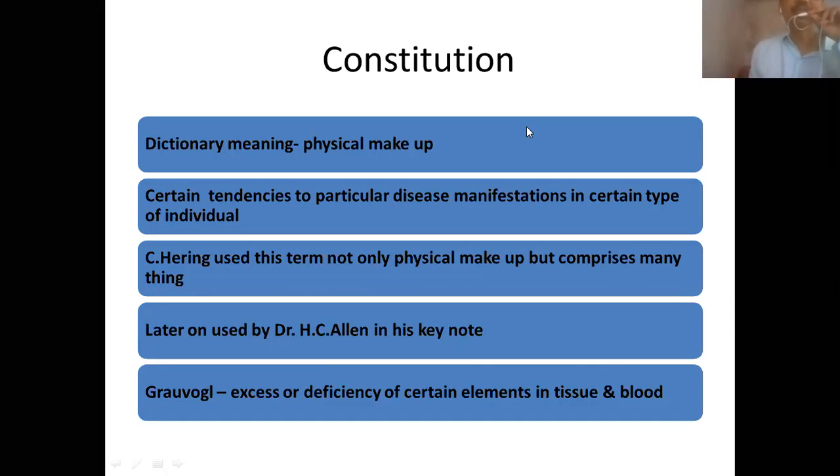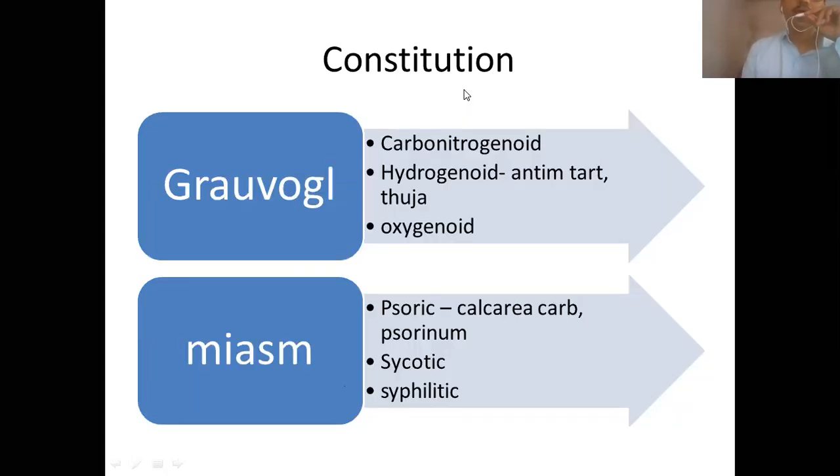The various authors have started using this term constitution in a few more contexts, and one context is Dr. Grauvogl, and first we will see what the 3 types of constitutions are which are identified by Dr. Grauvogl. So according to Grauvogl, there are basically 3 types of constitution. One is carbo-nitrogenoid, hydrogenoid, and oxygenoid. We'll see it again.